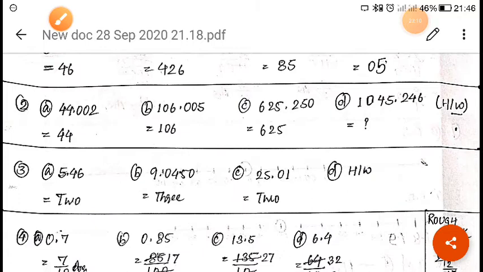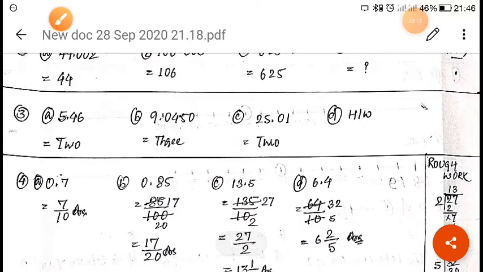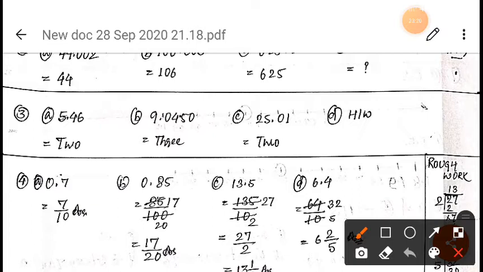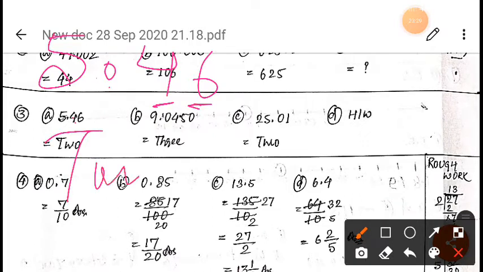Okay, now next is question number 3. Find the number of decimal places in each of the following. We have to find the number of decimal places. It is also very easy. You just see, it is written 5.46. After the point, how many digits are there? 1, 2. 2 digits means 2.